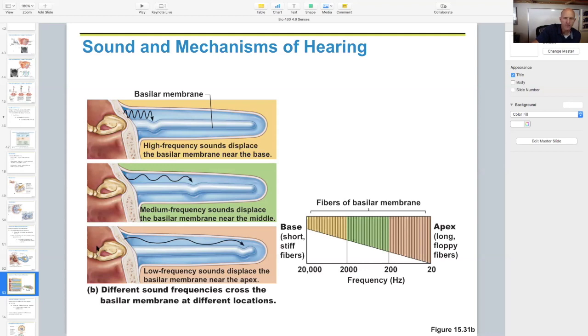Now, if the frequency is really low and it's so low that we can't hear it, what can happen is this vibration can go all the way around and it will never stimulate the cochlear duct and our organ of Corti. Also, if it's too high, we can't hear it because it just doesn't even get very far through here. Yeah, that's where we're dealing with dog whistles, right? They're a frequency that we can't hear.